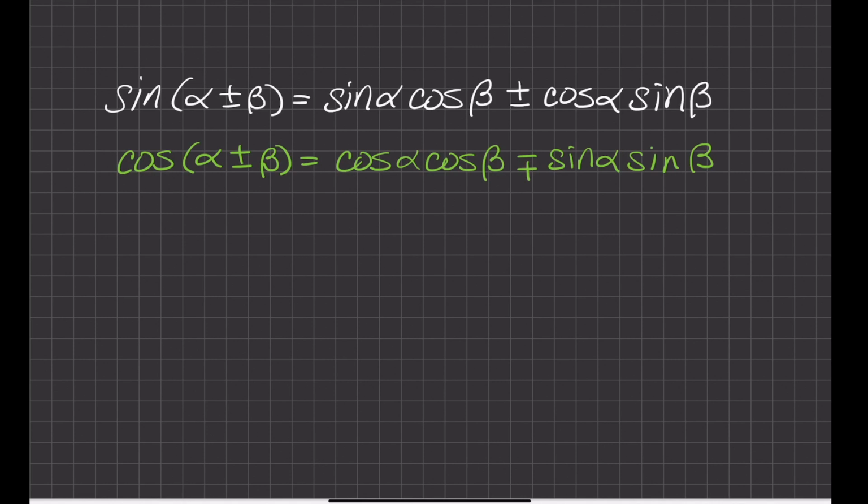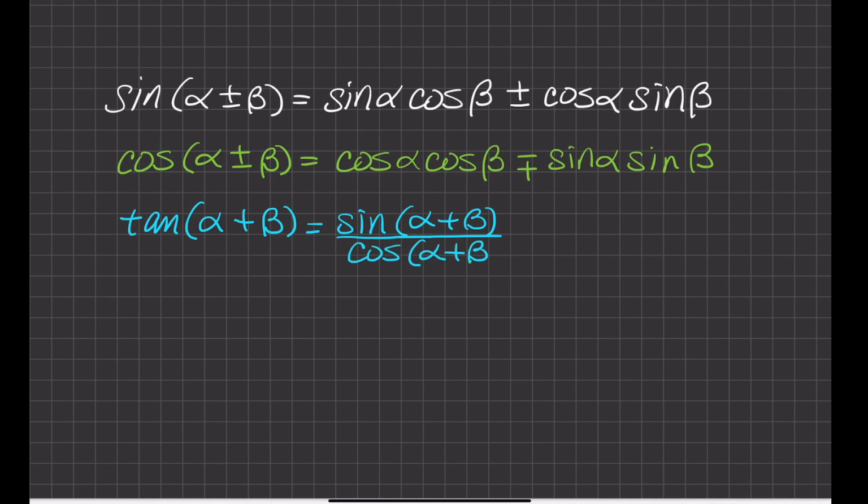Now, for tangent, you can derive that on your own by saying that the tangent of alpha plus or minus beta, you could focus on maybe just the sum of these 2 angles, and you can write this as the sine of alpha plus beta over the cosine of alpha plus beta, and use the sum and difference identities that I just gave you up here in line 1 and line 2, and actually derive the formula for the tangent of 2 angles being either added or subtracted together.